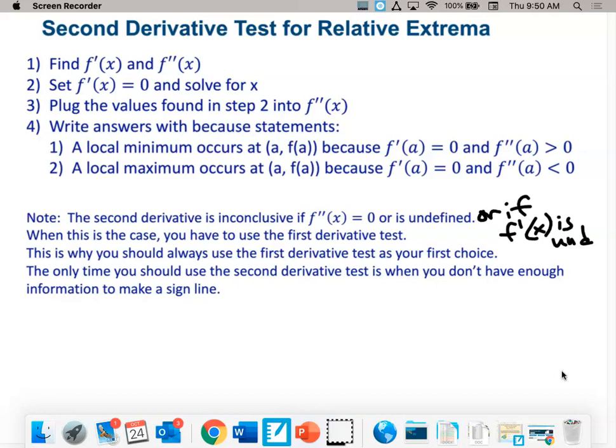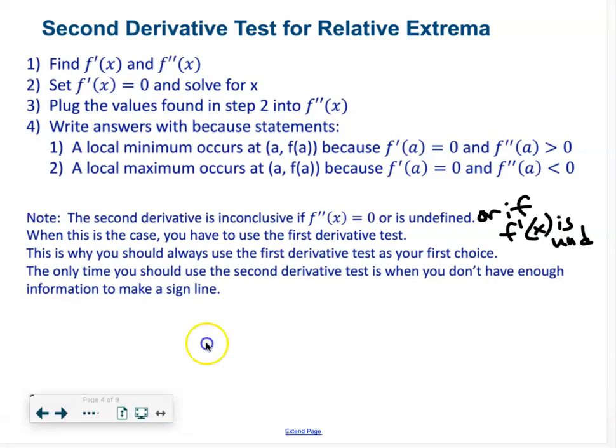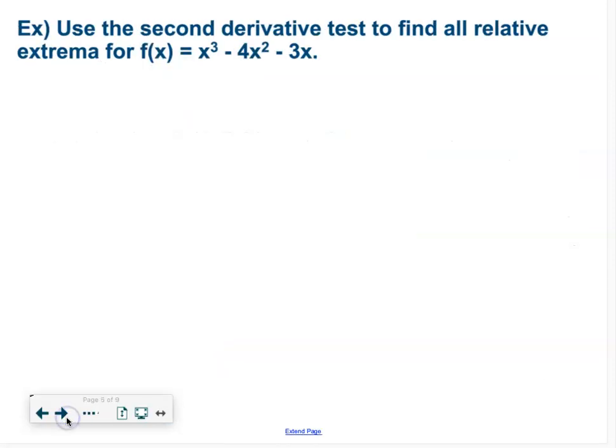I do all of my relative maxes and mins with the first derivative test, just making a sign line. So the only time I ever use the second derivative test is if I can't make a sign line. There's two different types of problems they can give you where you can't make a sign line, and we are going to see both of those in the next few minutes. All right, but we gotta get a move on because it's a short day.